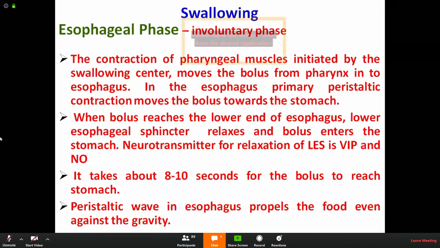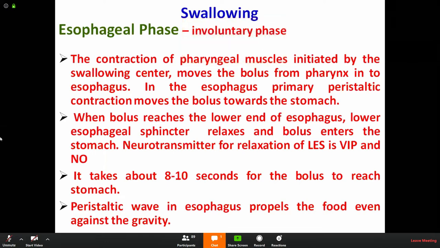When the bolus reaches the end of the esophagus, the lower esophageal sphincter is relaxed and the bolus of food enters into the stomach. It takes about 8 to 10 seconds for the bolus to reach the stomach.